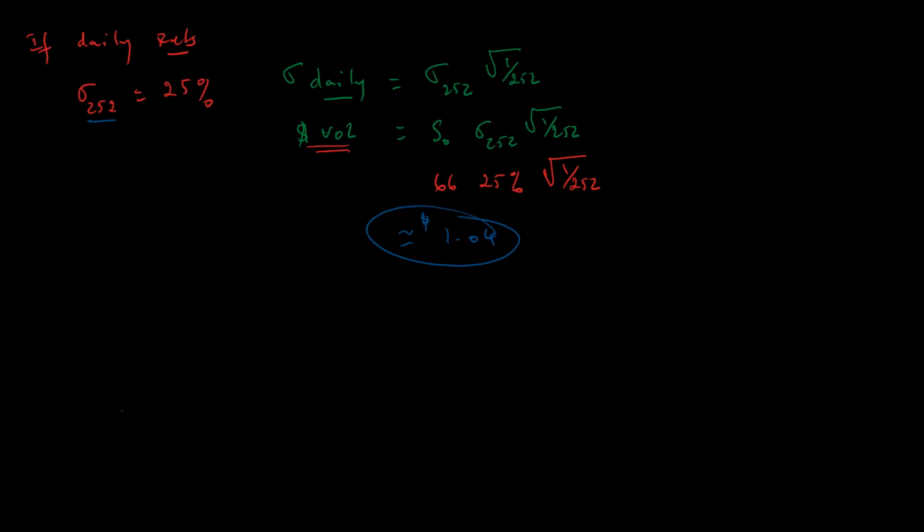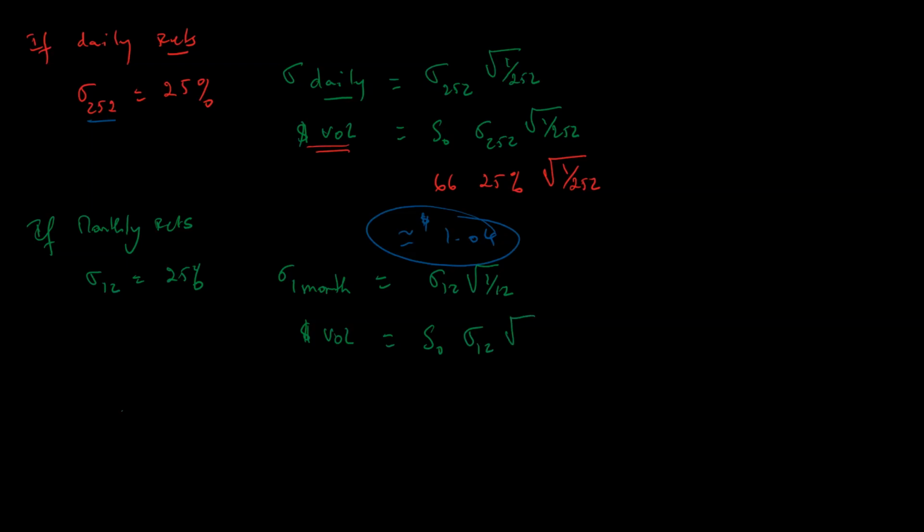Now if we're working with monthly returns, then the sigma of 12 months would be equal to the 25%, and what that means is that the sigma for 1 month would be equal to the sigma for 12 months multiplied by the square root of 1/12, which means that the monthly dollar volatility would be equal to S0 multiplied by sigma 12 multiplied by the square root of 1/12.